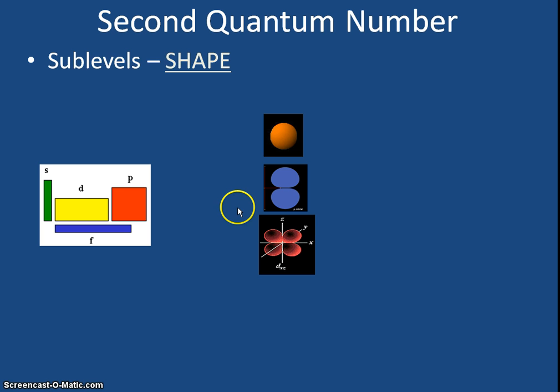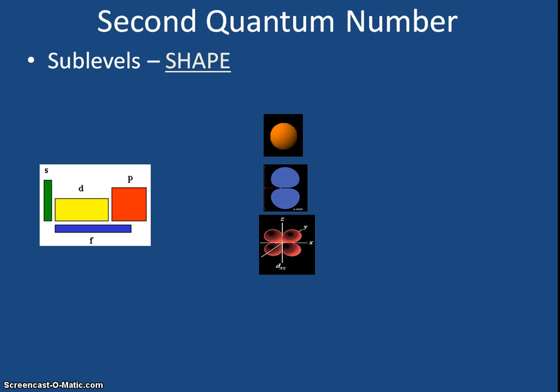The second quantum number, the fancy word for it is sublevels, and when you hear that word I want you to think shape. For each of these fancy science words I'm going to try to tell you a simpler word that will help you remember it. So for energy levels I want you to think rings. For sublevels you're going to think shape.